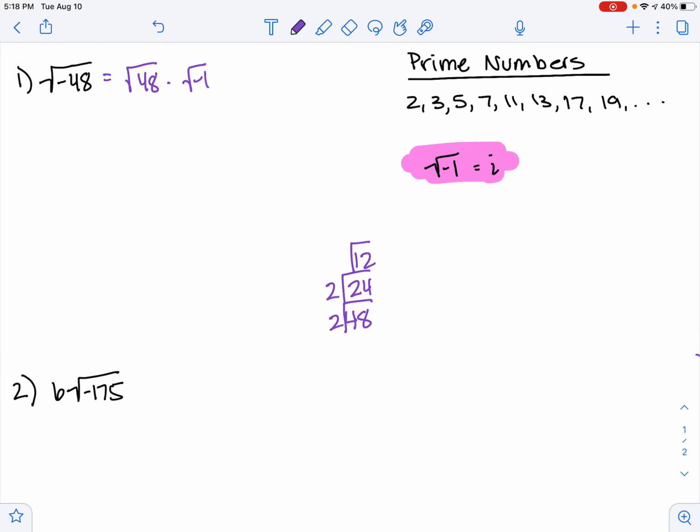The smallest prime number that goes into 12 is 2. 2 goes into 12 6 times. The smallest prime number that goes into 6 is 2. 2 goes into 6 3 times. The smallest prime number that goes into 3 is 3. 3 goes into itself once. When you get to 1, you're done. 1 is the candle on your cake.